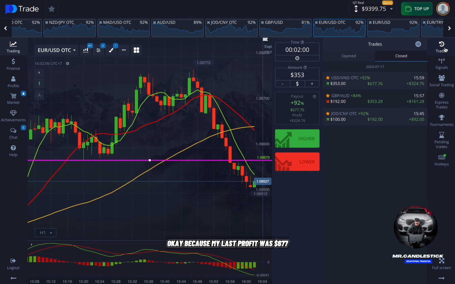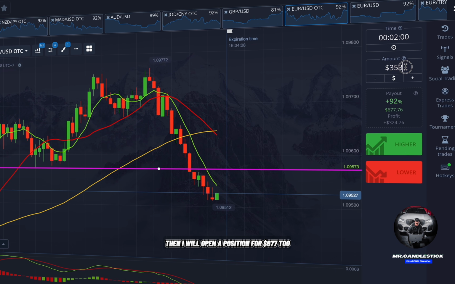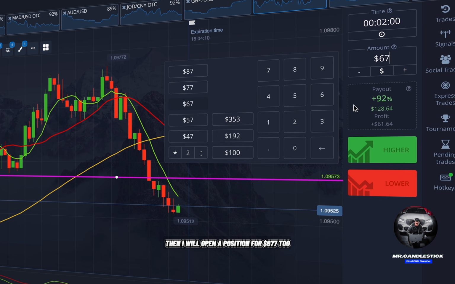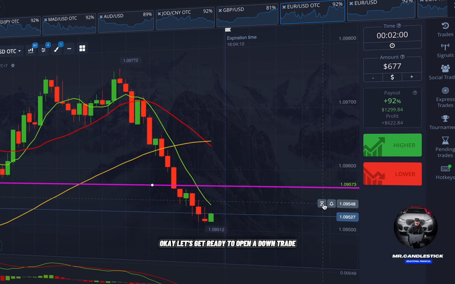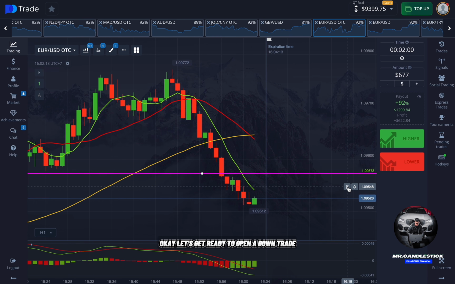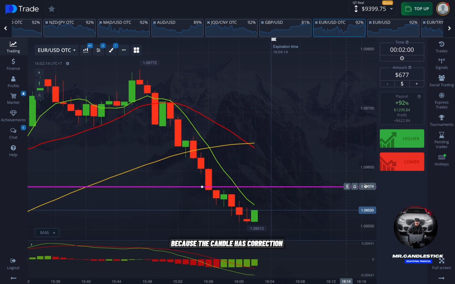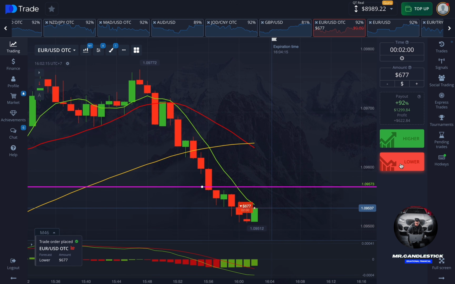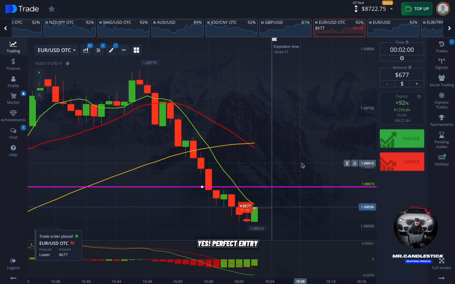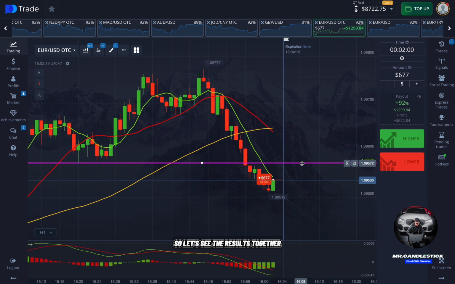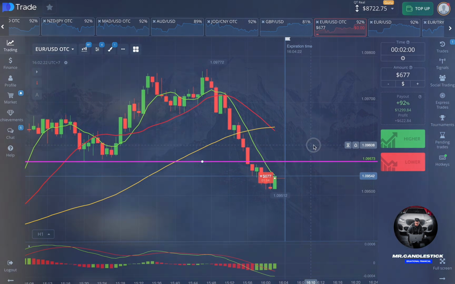Okay, because my last profit was $677, then I will open a position for $677 too. Okay, let's get ready to open a down trade, because the candle has correction and approached the green line. Yes, perfect entry. Entry on the green line. So let's see the results together.